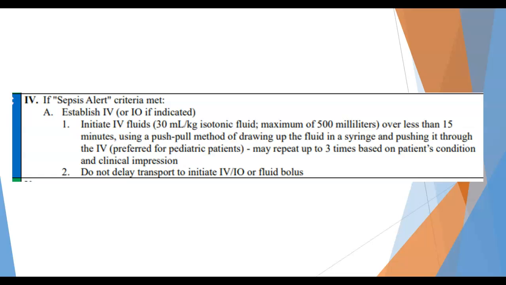So if we get the sepsis alert criteria met, this is a part of that acting aggressively and treating aggressively. We want to establish an IV or an IO if indicated. We need to get access to give fluids, right? And obviously we carry warm IV fluids. We've talked about multiple times why warm IV fluids are great. They're really only bad for our hyperthermic patients.